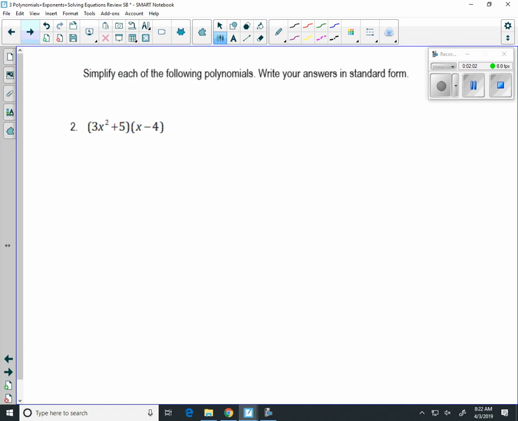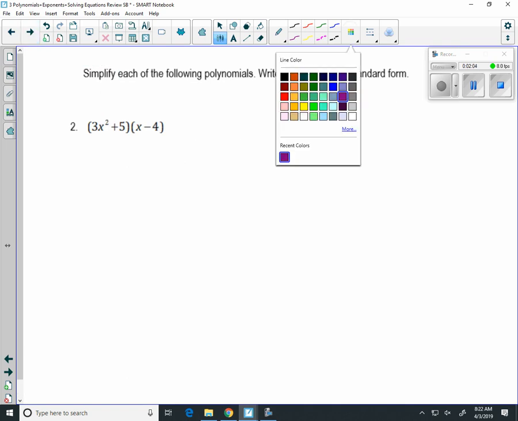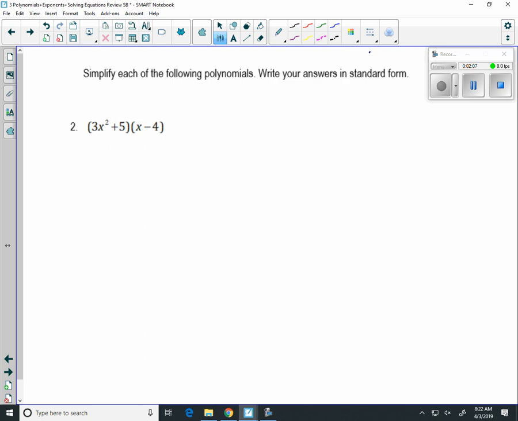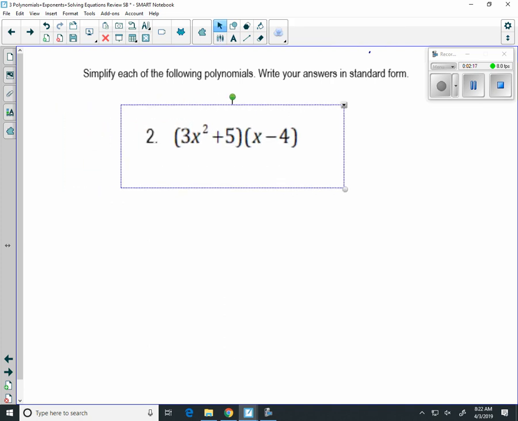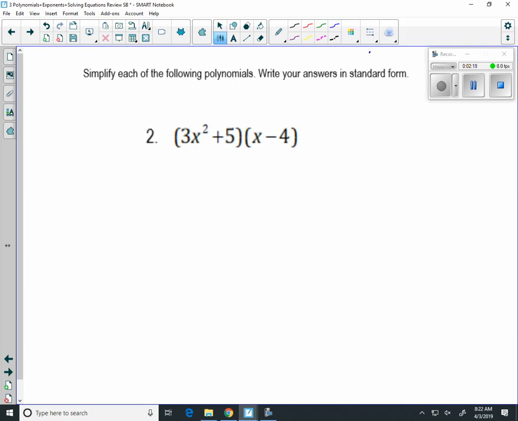Right, next problem. Again, it says simplify, so we're just multiplying, combining like terms, and we're done. For a problem like this, we need to double distribute. So I'm going to take the 3x squared and multiply it with x and negative 4. I know I need to do this because parentheses right next to each other mean multiply, right? So I'm going to do 3x squared times x is 3x. And remember, we're adding those exponents. So x squared times x is x to the third.